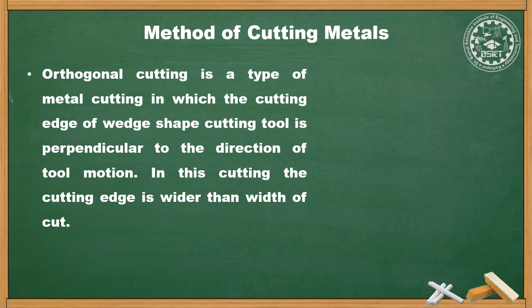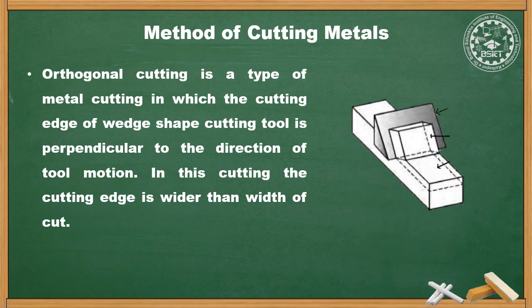Orthogonal cutting is the first type of method of cutting metal. Orthogonal cutting is a type of metal cutting in which the cutting edge of a wedge shape cutting tool is perpendicular to the direction of tool motion. In this, the cutting edge is wider than the width of cut.